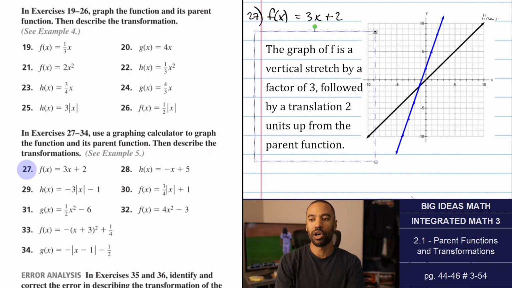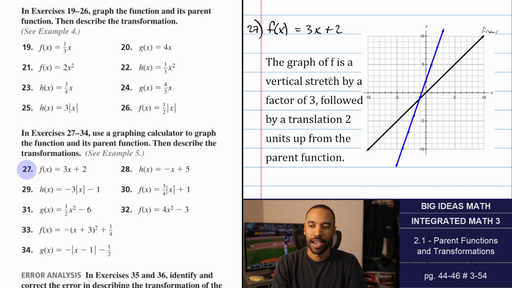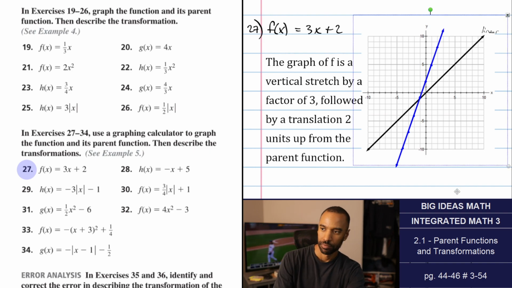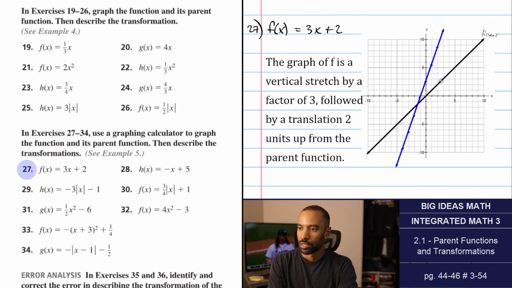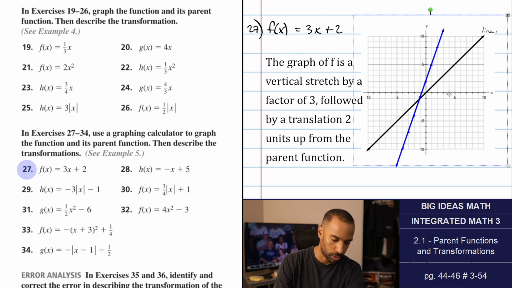So now the order of this matters, and I only want to really state it on this one. I might say it on others, but here's why. If I said you translate up 2 first, imagine I take my... sorry, give me 1 second. I'm trying to unlock my original parent function here.